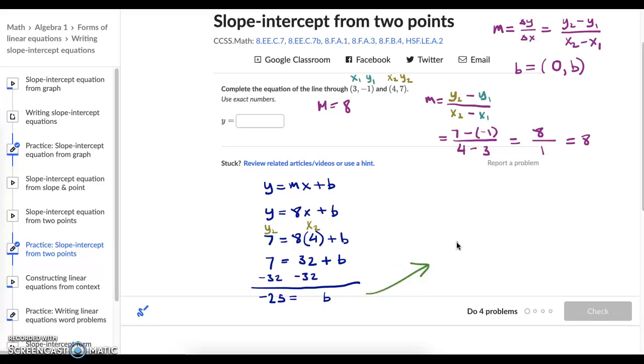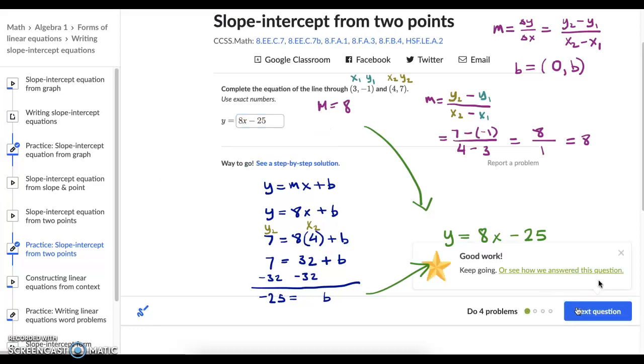using all the information that we have, we're going to put this all together. We've got our m equals 8. We've got our b equals negative 25. So we get y equals 8x minus 25. Those are the two values you needed, and you're good to go from there. So that's all there is to this one. It's a little bit extra calculation that you didn't have in the previous one, because you don't have a graph to help you along. But that's all there is to that.